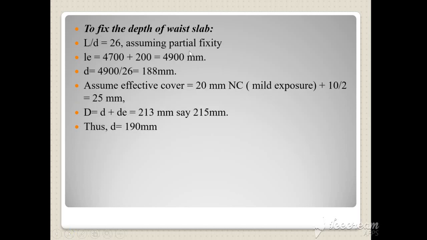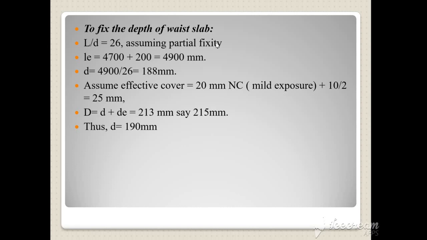Now we have to decide the depth of the waist slab. The formula for depth of waist slab is L upon d equals 26. This is based on the slab depth. We have L upon 26 for a continuous slab, L upon 20 for a simply supported slab, and L upon 7 for a cantilever slab. Based on those formulas, this is assumed.